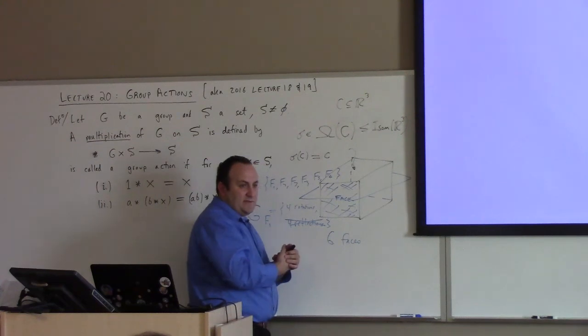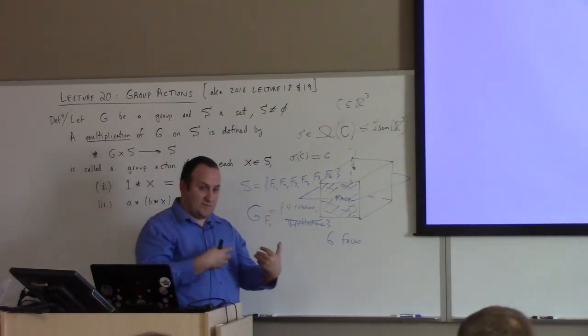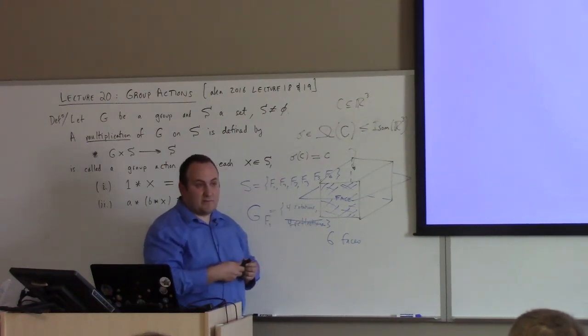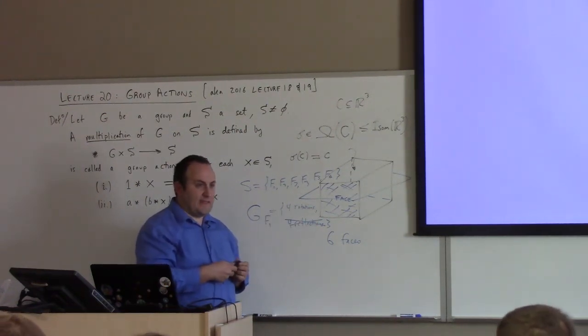That's the neat thing here. It's pretty hard to actually enumerate those, but it's a simple matter using the orbit stabilizer theorem to count how many symmetries there are in the cube. That's the point of this example.